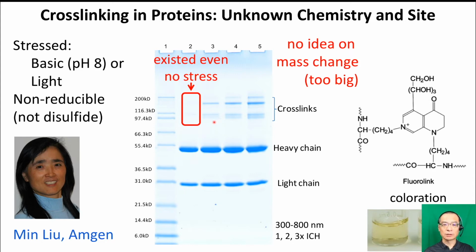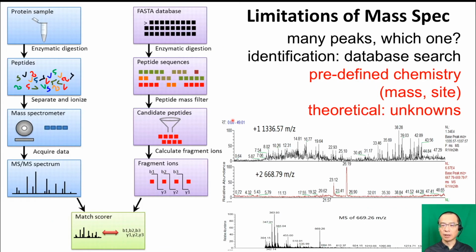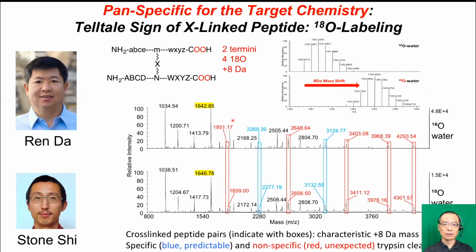And if we expose this antibody to a light stress condition, more cross-linked species are formed. We have no idea of the mass change because they're too big at that time, so we had to develop a specific workflow to look at these unknown cross-linking events. Without going into the detail, mass spec by itself is not able to solve this chemistry, because for most workflows we need a predefined chemistry, mass, and site to identify the modification. So the paper talks about the approach we used, summarized here.